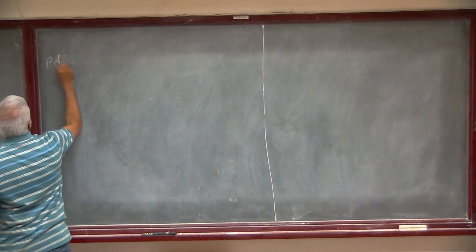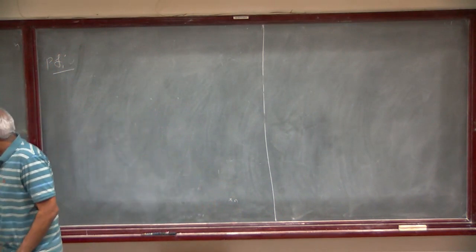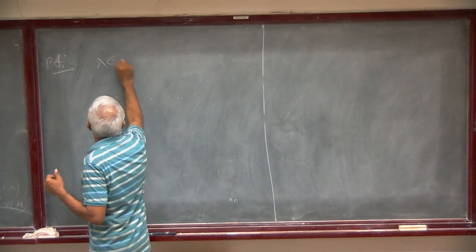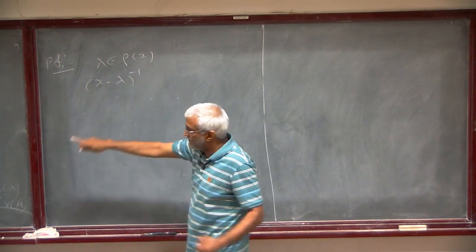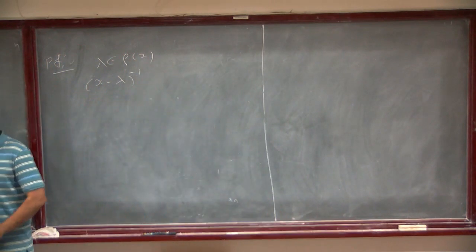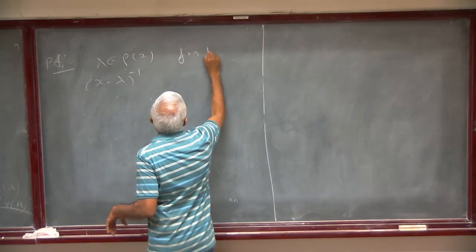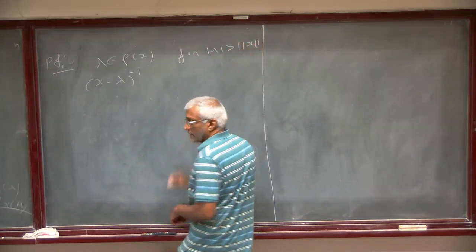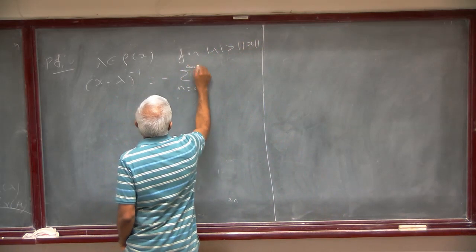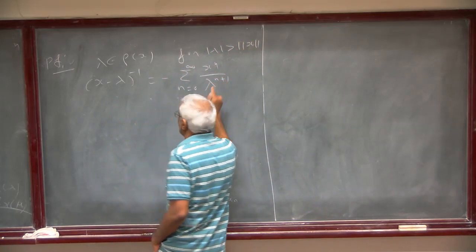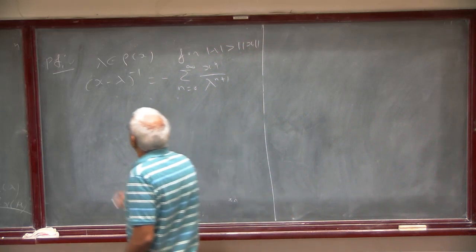To prove the first property, if lambda is in the resolvent, then this may not be satisfied. But for lambda large, we want to first prove this for lambda going to infinity. So after some time, lambda will be greater than norm X. So for mod lambda greater than norm X, we have X minus lambda inverse equals minus the sum from n equals 0 to infinity of X to the n by lambda to the n plus 1, which we did in this calculation. And this is what R_X lambda is.